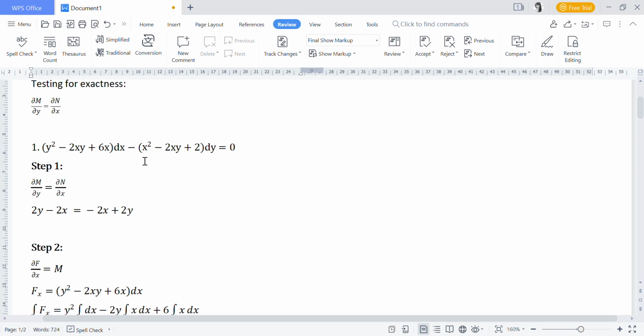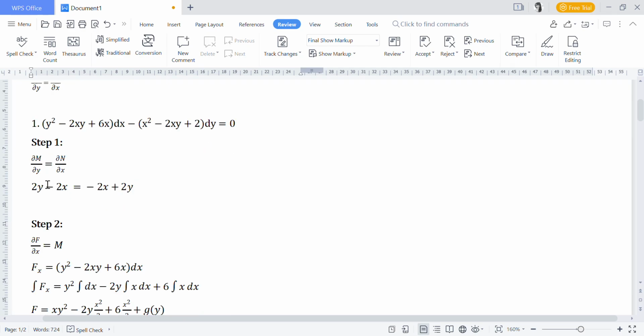So the derivative of negative x squared will simply be negative 2x. And the derivative of positive 2xy is simply 2y, since the derivative of x is 1, so positive 2y times 1 will be 2y. But since 2 doesn't have an x variable, it is considered as constant, so it is equivalent to 0. So, as you have observed, the partial of M in terms of y is the same as the partial of N in terms of x. This means that this equation is exact, so we can proceed to the next step.